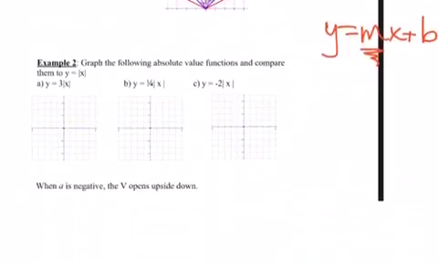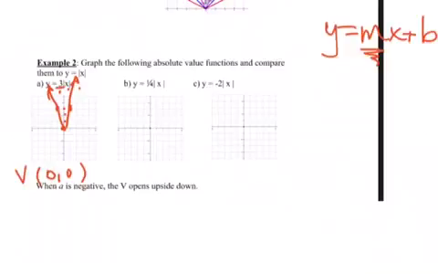So if I have the graph y equals 3 times absolute value of x, my h is 0 and my k is 0, so my vertex is at 0, 0. And in this case, my slope is 3, so I'm going to go up 1, 2, 3, and to either side 1. So this one makes it skinnier, closer to the y-axis.